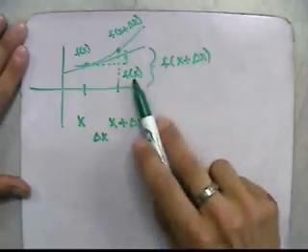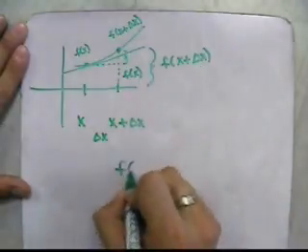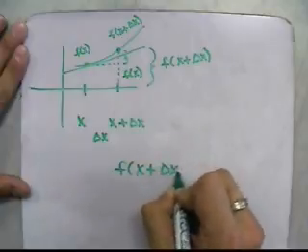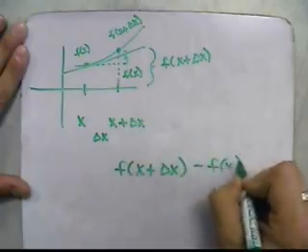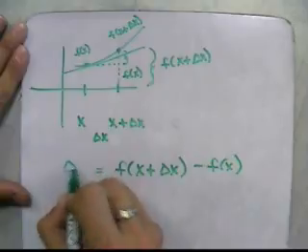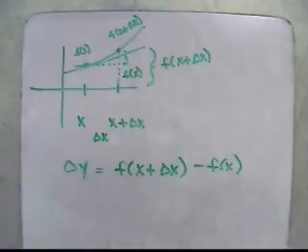That's the total height. Take away this little guy right here. So f of x plus delta x, take away f of x. That's going to be whatever our delta y is. Okay, so that's our actual change in y. That's literally how much the y has changed.